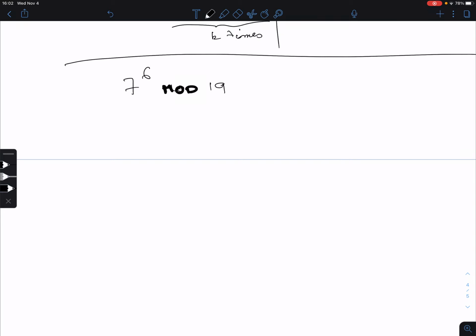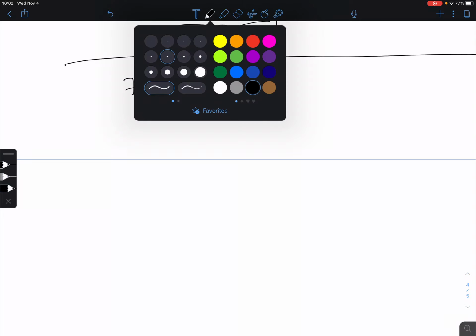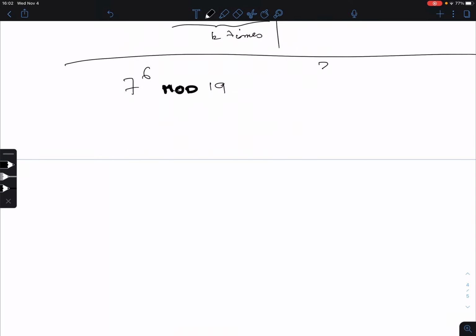So what this should give me is a number between what and what? Between 0 and 18, right? Because those are the digits for 19. Let me remind you one more time that Z19 is 0, 1, 2, all the way up to 18.